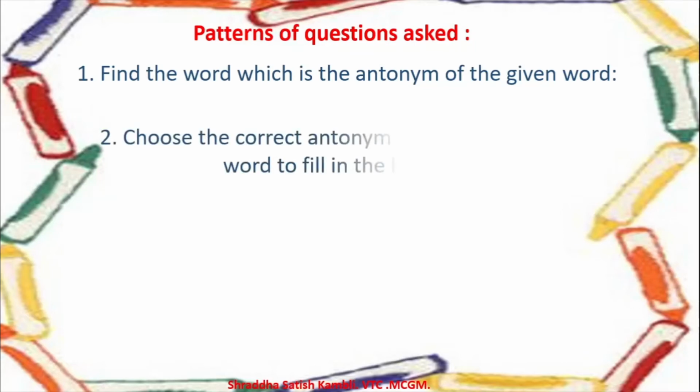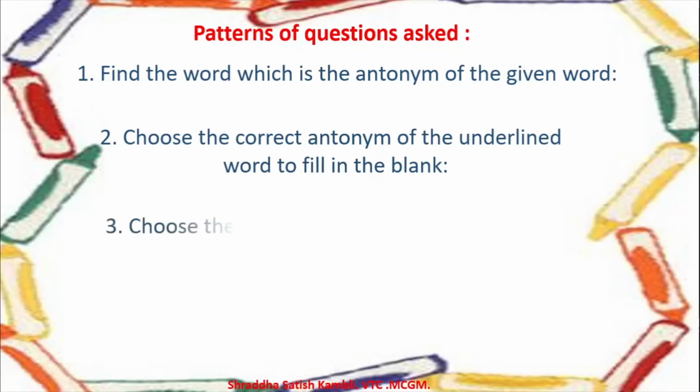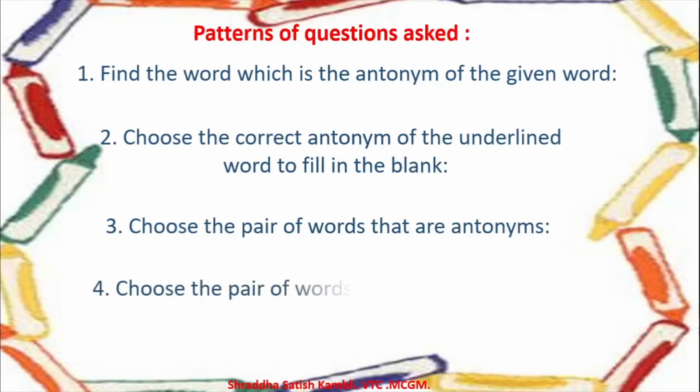Pattern 2 could be: choose the correct antonym of the underlined word to fill in the blank. So in a sentence, one word will be underlined and there will be a blank. You have to find out the antonym of the underlined word and fill it in the blank. Then you have: choose the pair of words that are antonyms. Simple again, but here instead of choosing one word which is an antonym, you have to choose pairs of words which are antonyms.